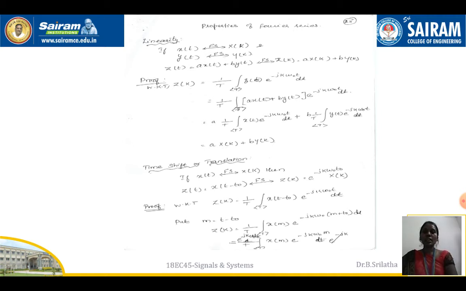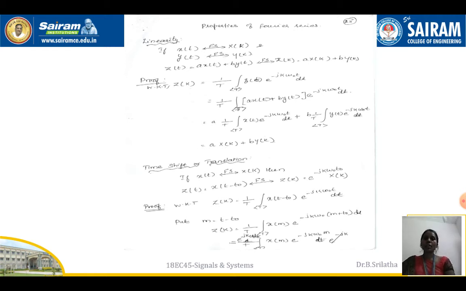Now if you apply the weighted sum of these two input signals, a into x of t plus b into y of t, we are supposed to get the weighted sum of their Fourier series. That is a into x of k plus b into y of k. Here I am assuming the weighted sum of the input is the continuous time signal z of t, and the Fourier series of z of t is z of k. Now we are going to prove it.